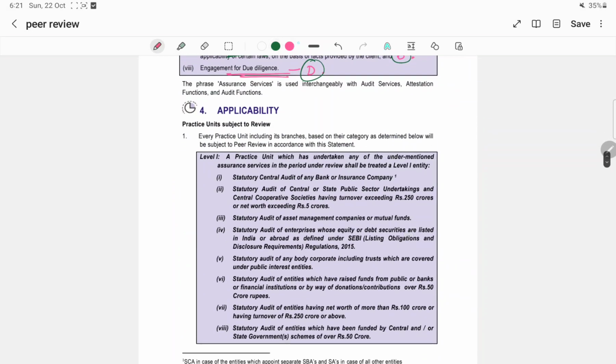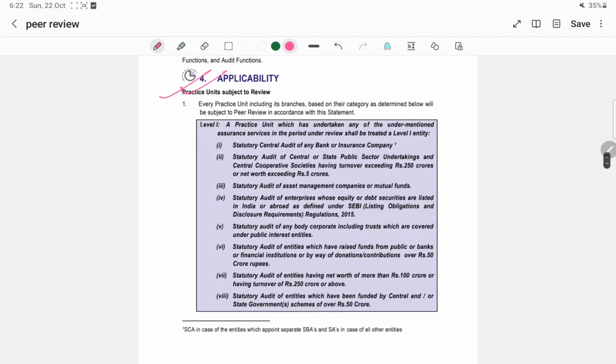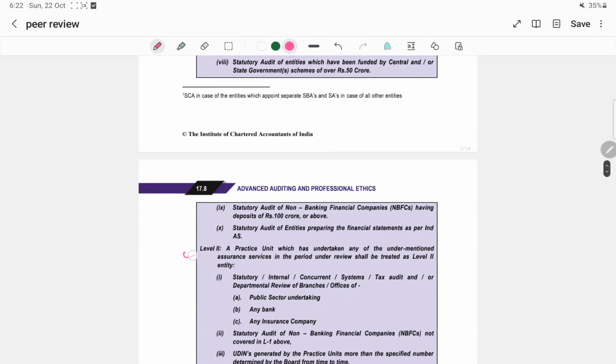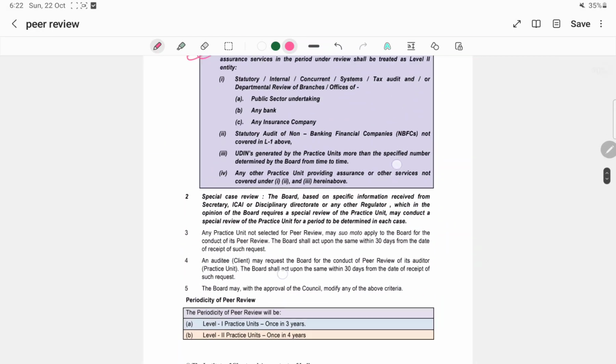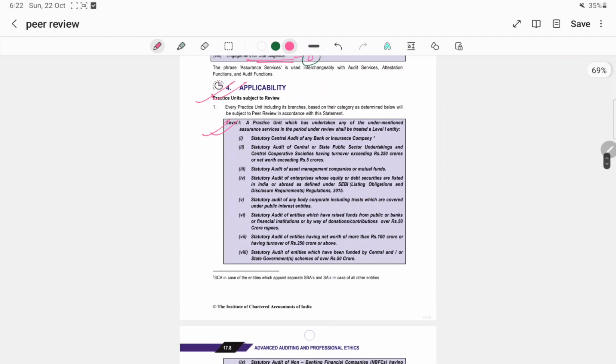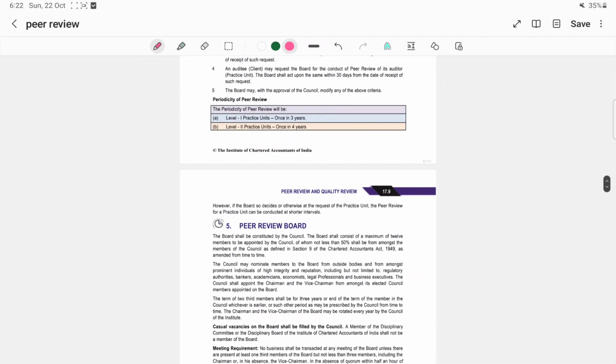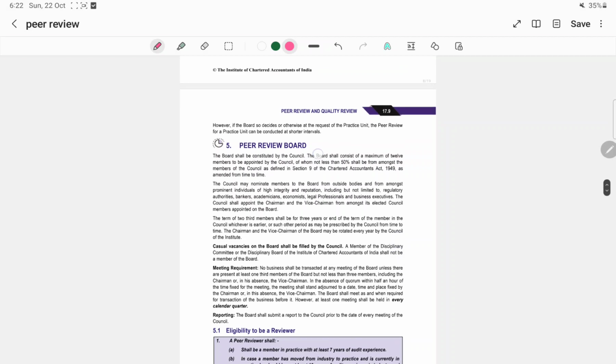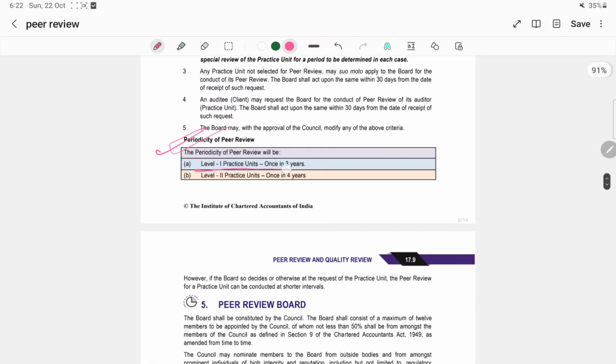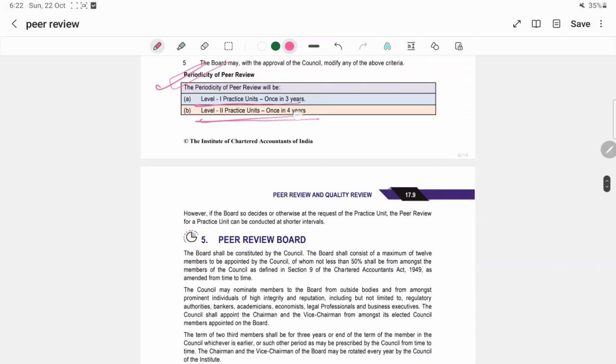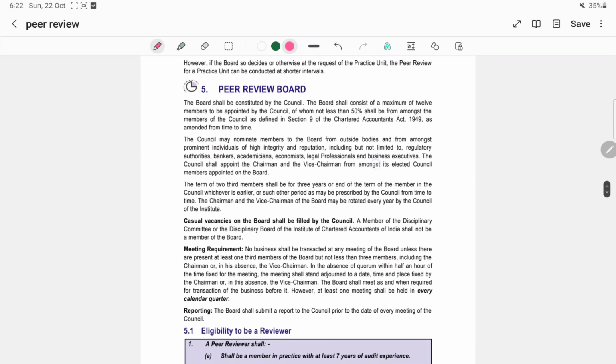Now the applicability is important. You'll have to learn this level 1, level 2. So you'll have to learn this complete applicability. Periodicity of peer review, that is level 1 practice units is required once in 3 years, and level 2 practice units obviously more time will be there in level 2, so once in 4 years.